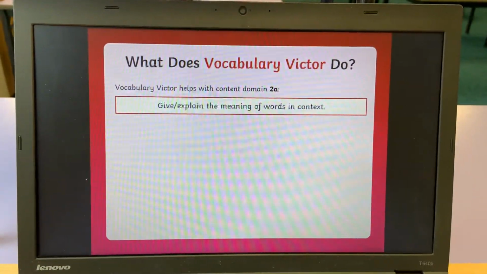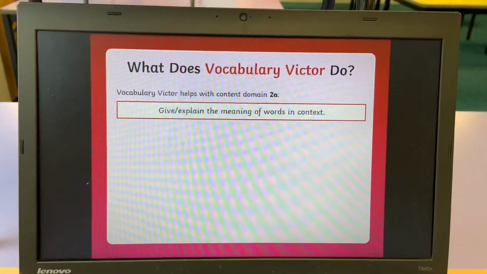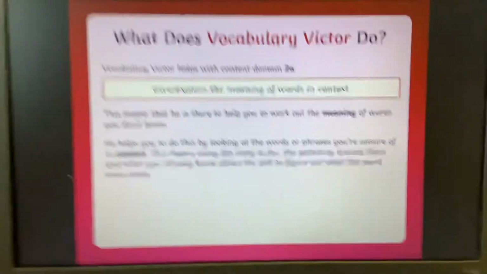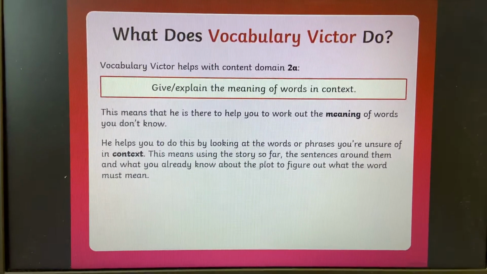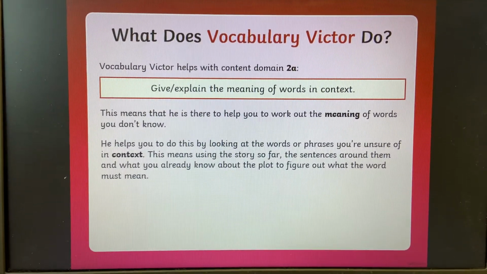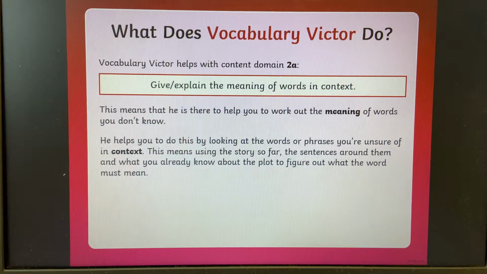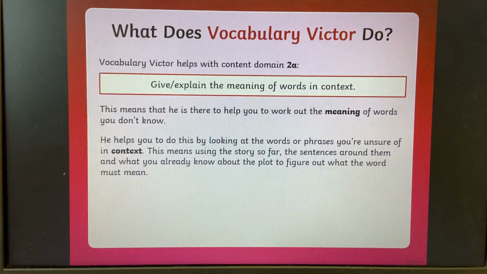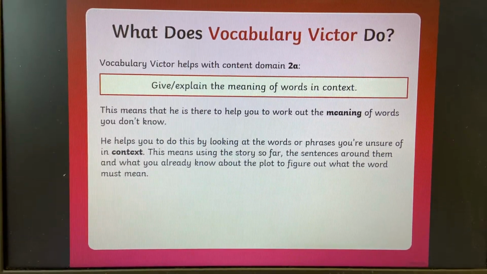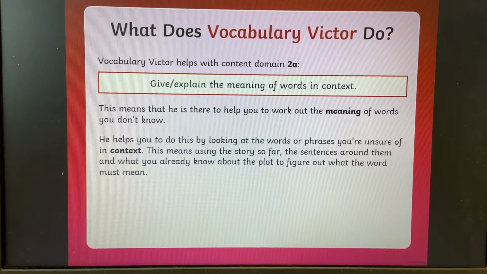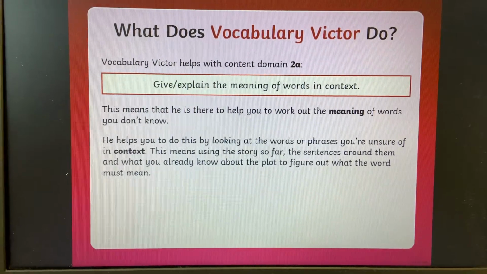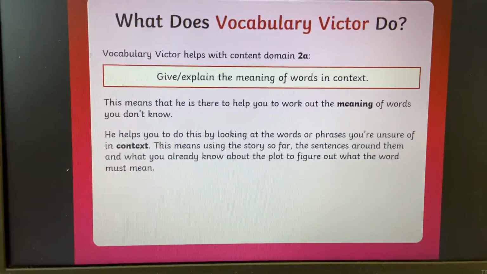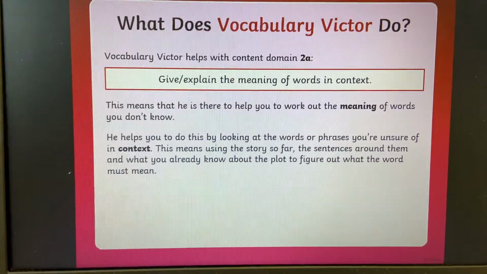So particularly giving the meaning of words in different contexts. We always come across words that we don't know the meaning of, and it's us giving you the skills so that you can use the words and phrases around it, so the context, to work out the meaning of that unknown word. So this means that you use the story so far, the sentence around them, and what you already know, to figure out the plot, to figure out what the word must mean.